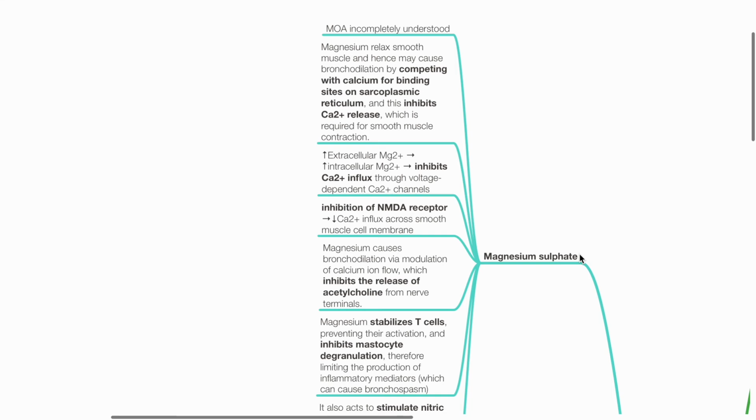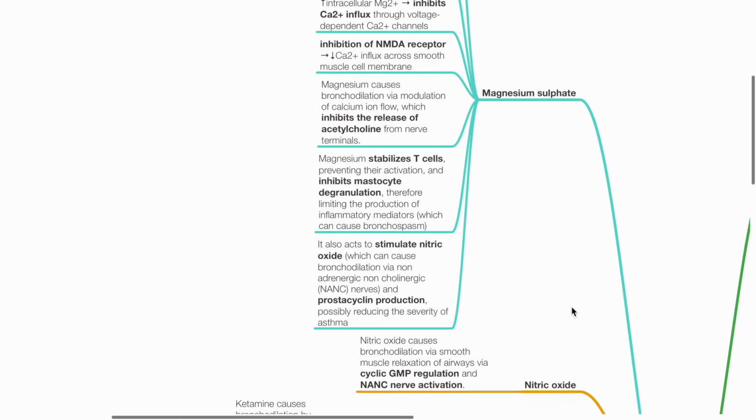Magnesium inhibits NMDA receptors, and this reduces calcium influx across the smooth muscle cell membrane. Magnesium causes bronchodilation via modulation of calcium ion flow, which inhibits the release of acetylcholine from nerve terminals. Magnesium also stabilizes T cells, preventing their activation, and inhibits mast cell degranulation, therefore limiting the production of inflammatory mediators, which can cause bronchospasm. Magnesium sulfate also acts to stimulate nitric oxide, which can cause bronchodilation. Magnesium also increases prostacyclin production, possibly reducing the severity of asthma.